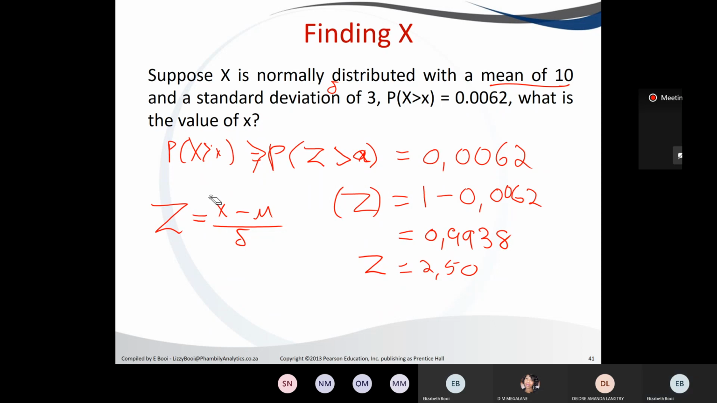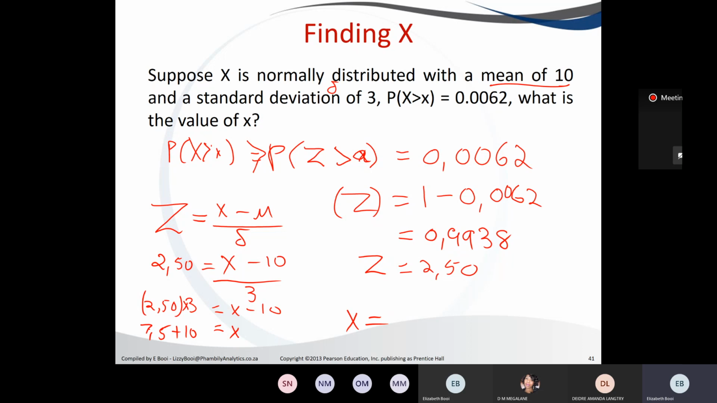So to do that, our Z, 2.50, equals our X, which we don't know the value of, minus our mean of 10, divided by the standard deviation of 3. And this we can cross multiply: 2.50 multiplied by 3 equals X minus 10. 2.50 multiplied by 3 gives us 7.5, and if I take 10 to this side, it will be plus 10. Therefore our X will be equal to 7.5 plus 10, which gives us 17.5. And that's how you work it backwards.